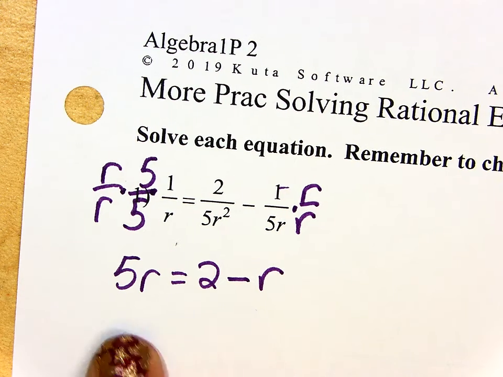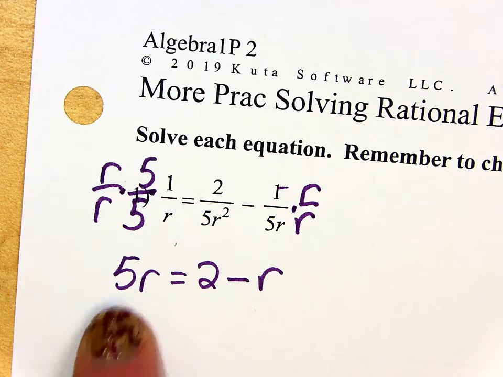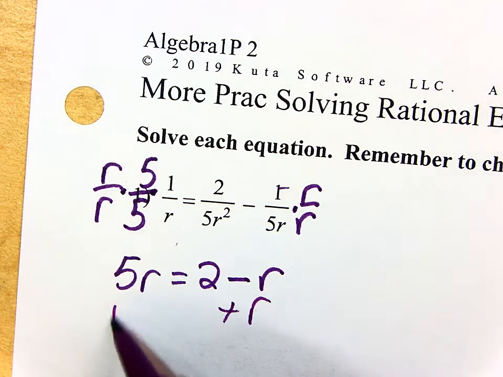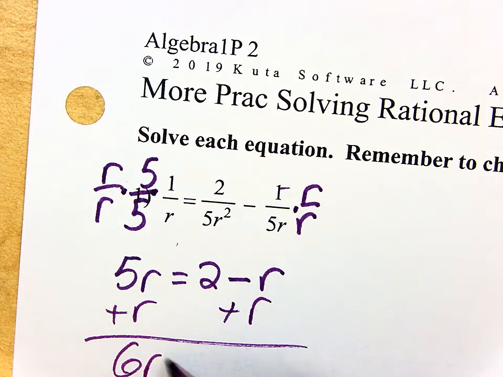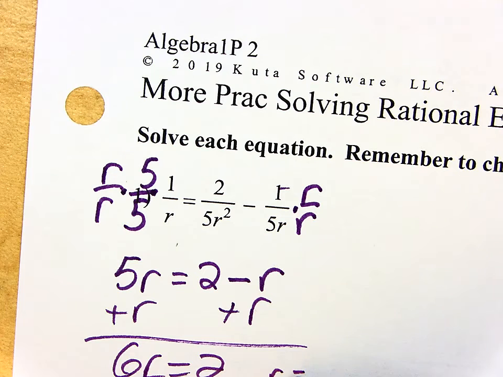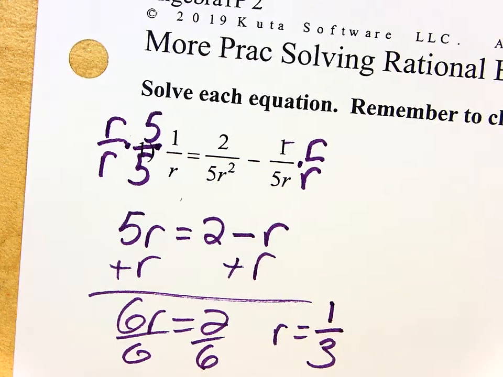So if I'm going to pick it up from here, how would I solve this now? Add r to the other side. So now I have 6r equals 2, which means that r is not 3, but 1/3, right? 2 divided by 6. That's it.